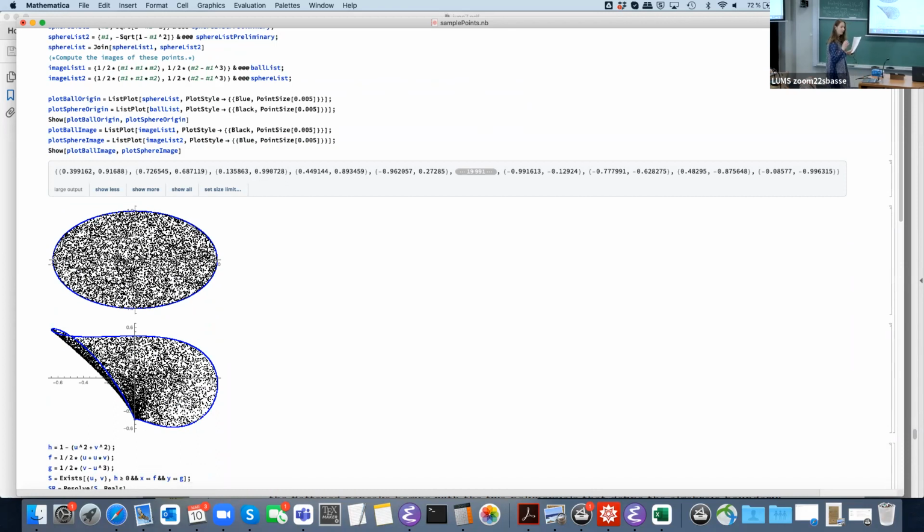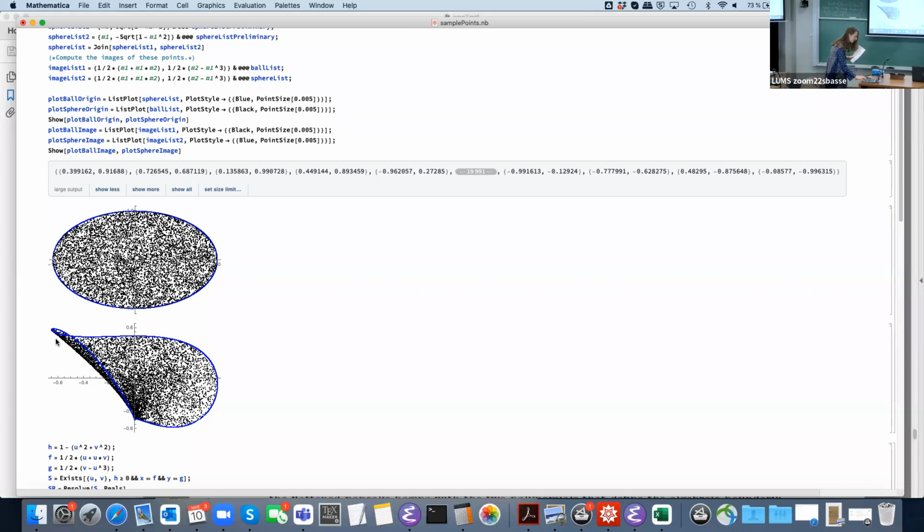And then for each sample point, you apply this map that's written on the board. Okay, and then you get this image over here. The points on the boundary are blue. The points in the interior are black. So you can see the image over here, and the boundary maps to the different points over here.